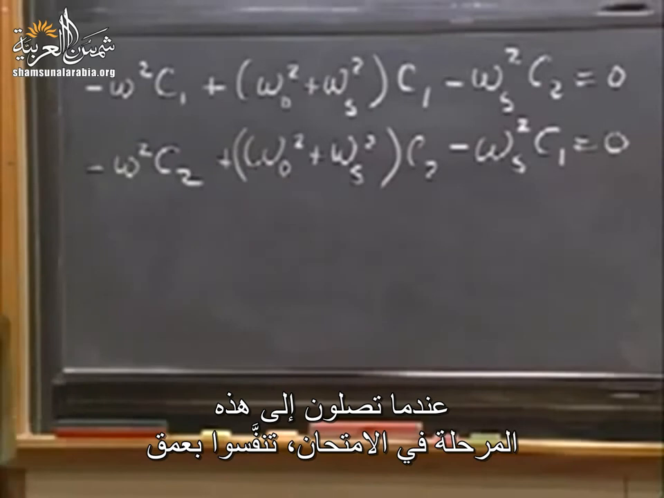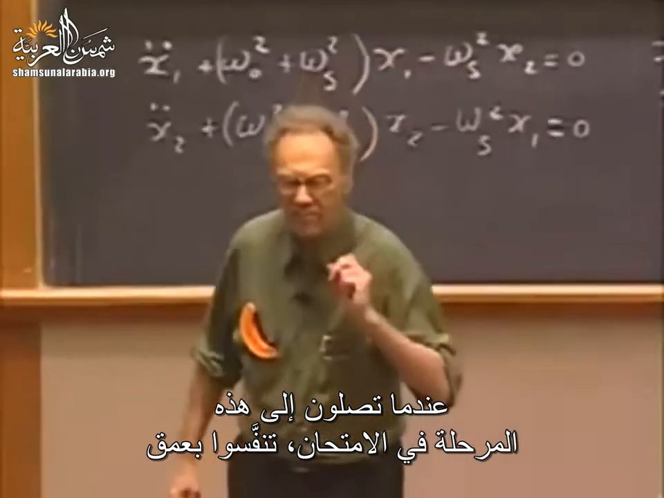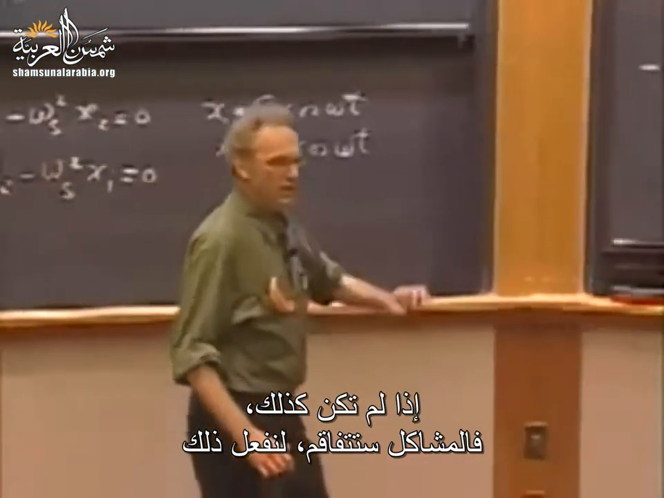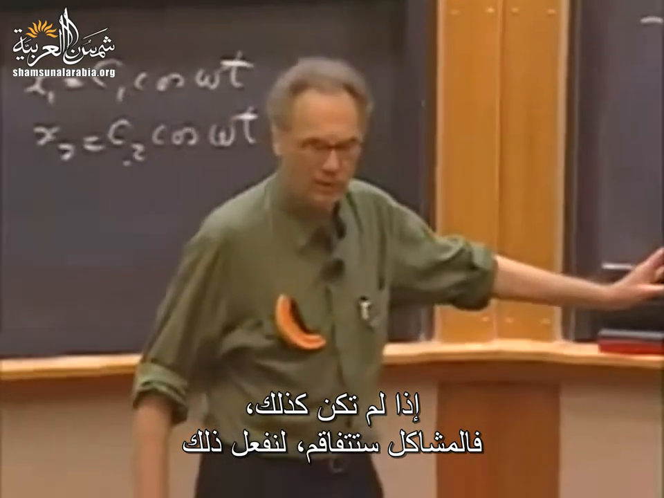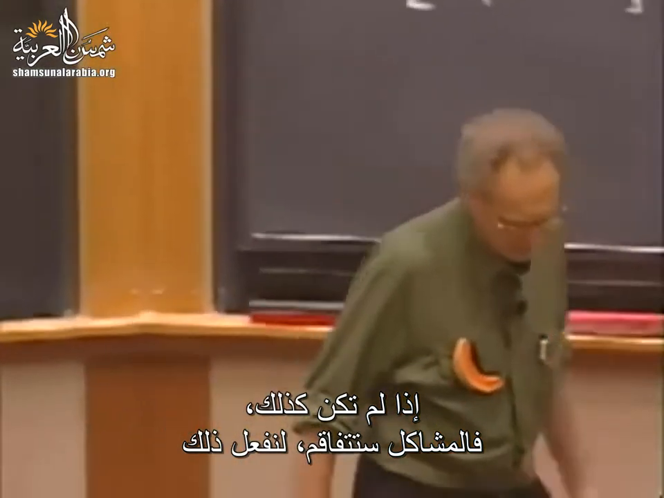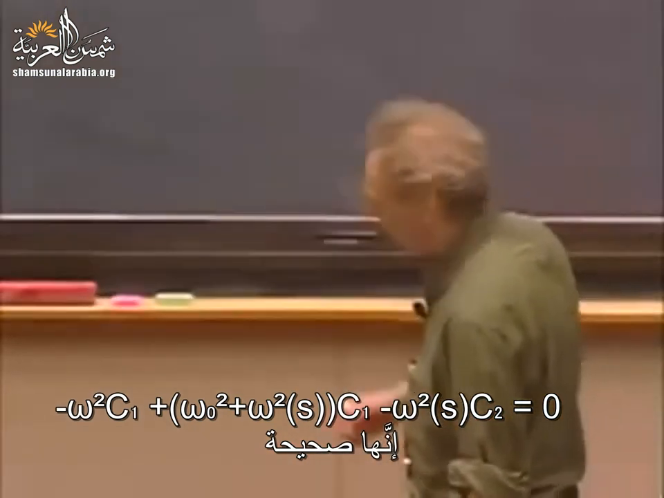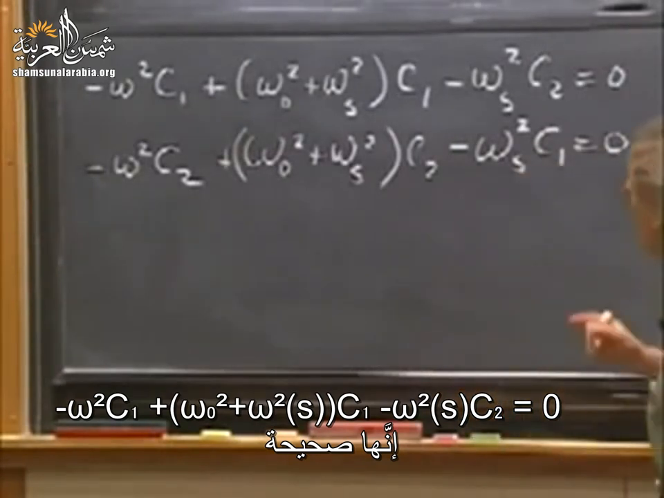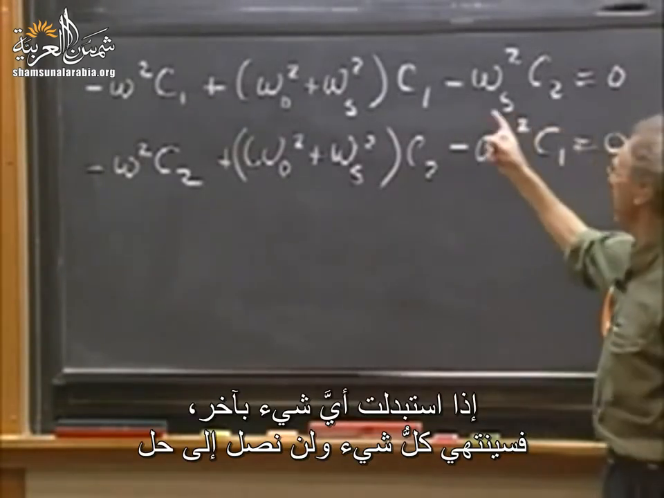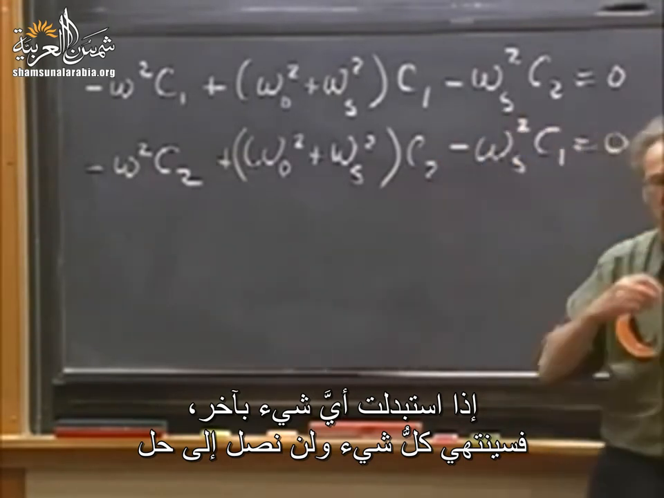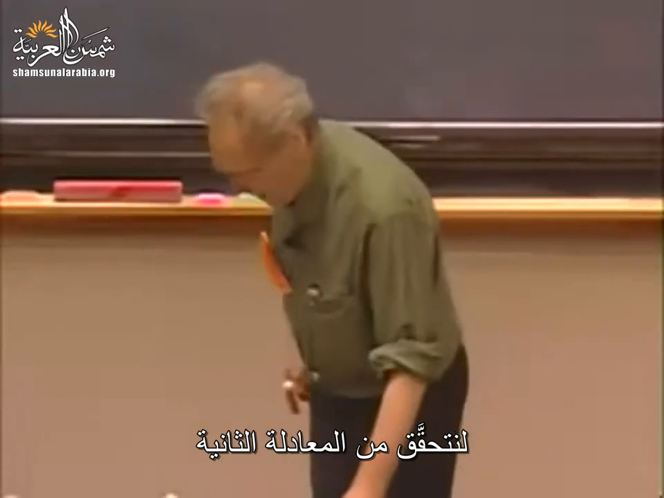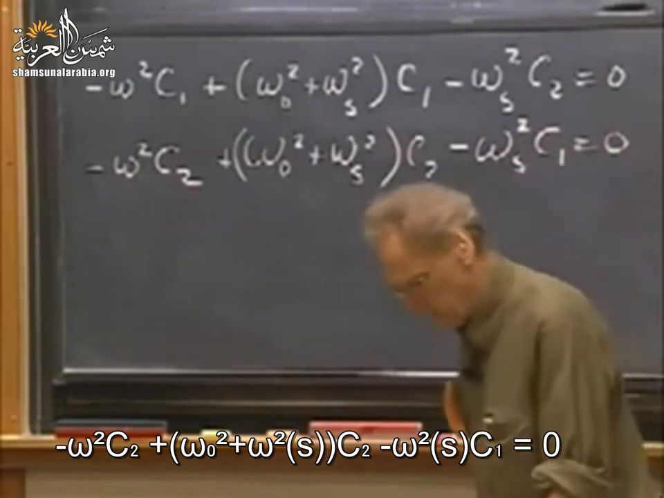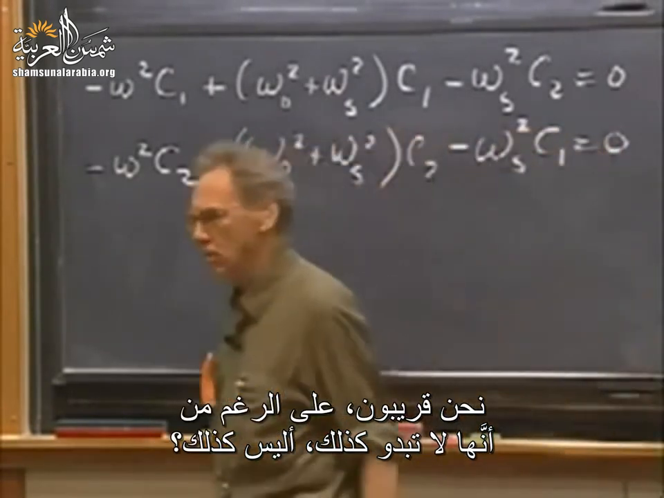And when you have reached this point in your exam, you take a deep breath and you make sure that all your signs are correct. If not, you're dead in the waters, and the problem will fall apart. So let's do that. Minus omega squared c1, I can live with that. Plus that term with a c1, yes. Minus omega s squared c2. Even if you make a little slip of the pen, and you change this into a 1 and this into a 2, it's all over, of course. And then the next equation, minus omega squared c2. Then I have this times c2, and then I have minus that times c1. We're almost there, even though it doesn't look that way, does it?